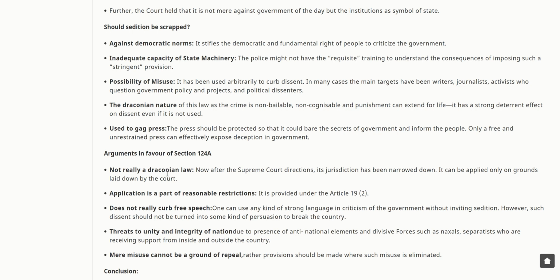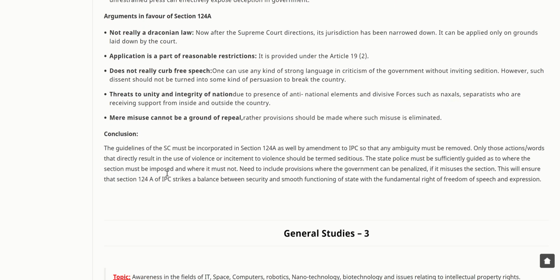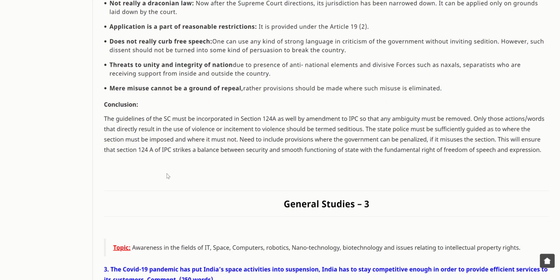Mere misuse cannot be a ground of repeal; rather, provisions should be made where such misuse is eliminated. For example, the very nature of police is that they misuse the power that is given to them. Now, that doesn't mean that we shouldn't have a police system. Rather, there should be some kind of reforms in the police system. Similarly, there should be some amount of reforms in this law, and it should not be abolished altogether.